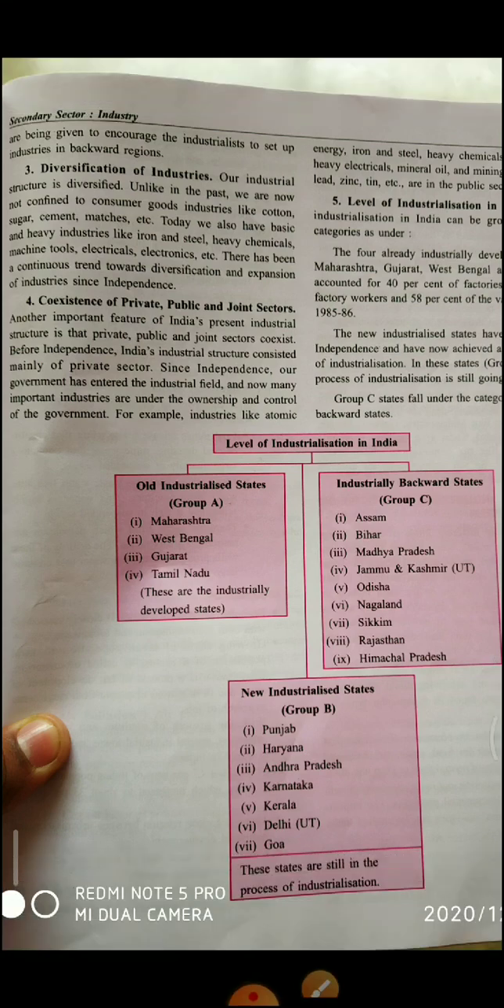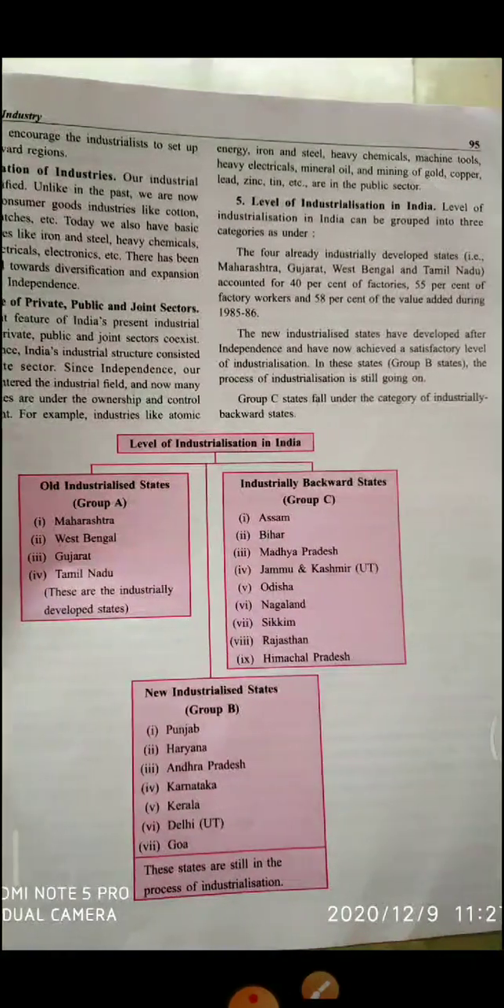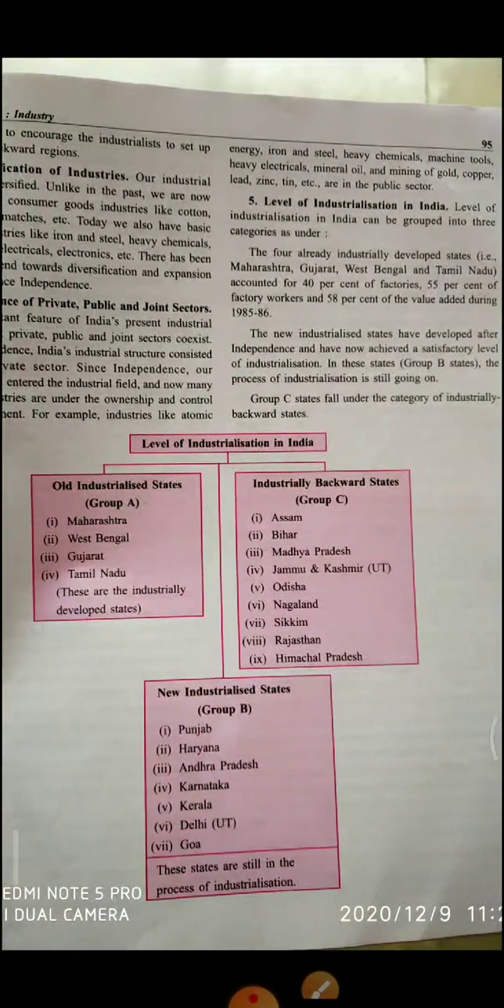Next, coexistence of private, public and joint sector. Another important feature of India's present industrial structure is that private, public and joint sectors coexist. Before independence, India's industrial structure consisted mainly of the private sector. Since independence, our government has entered the industrial field and now many important industries are under the ownership and control of the government. For example, industries like atomic energy, iron and steel, heavy chemicals, machine tools, heavy electricals, mineral oils and mining of gold, copper, lead, zinc, etc.